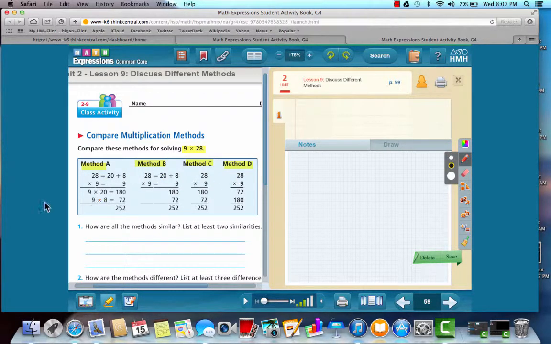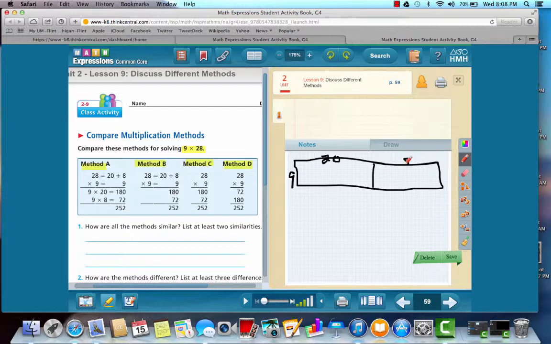So method A takes 28 and breaks it into the expanded form of 20 plus 8, and then we have just 9 in the ones place value. The first thing that we're going to do with method A, you'll notice that they're using kind of the array method where you have 9 times 20 plus 8.